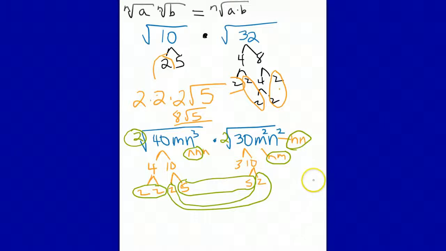Okay, so I tend to like circles. I know my colleague Mr. Murphy likes to do X's. I like to still see my numbers, so that's why I tend to circle. But it's whatever your personal preference is.